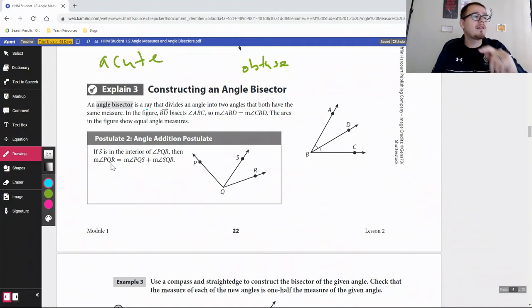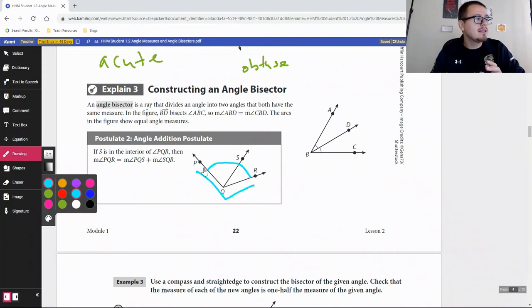So you have a postulate. We've had a couple of those in 1.1. So make sure you know this guy. The angle addition postulate states if S is in the interior of angle PQR, so let's make sure we can see all those things. So there's my angle PQR and there's S. S is in the interior. Then the measure of PQR, the whole angle here, is equivalent to the angle measure of PQS plus the angle measure of SQR.